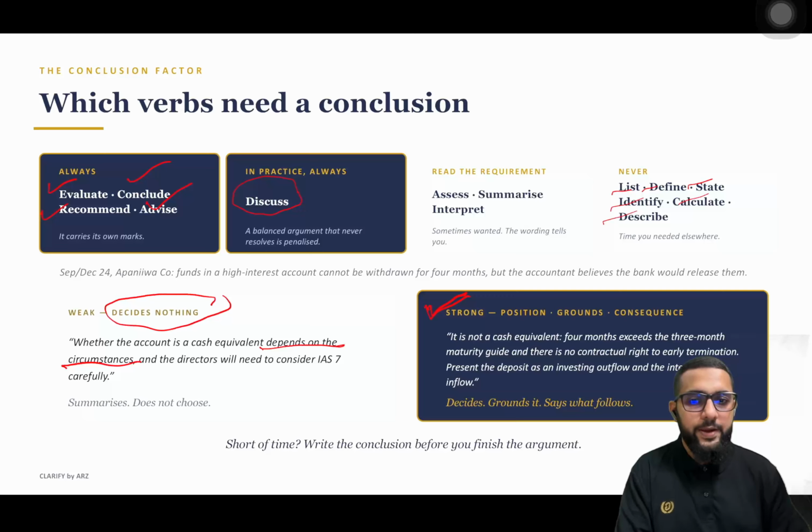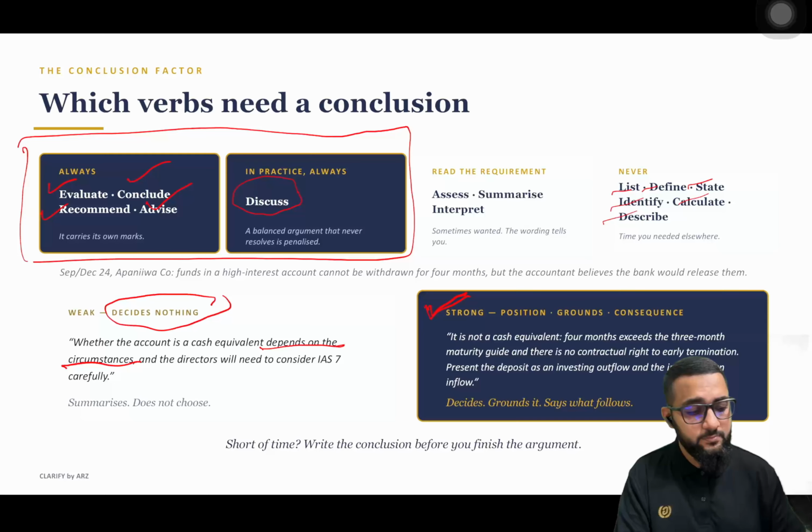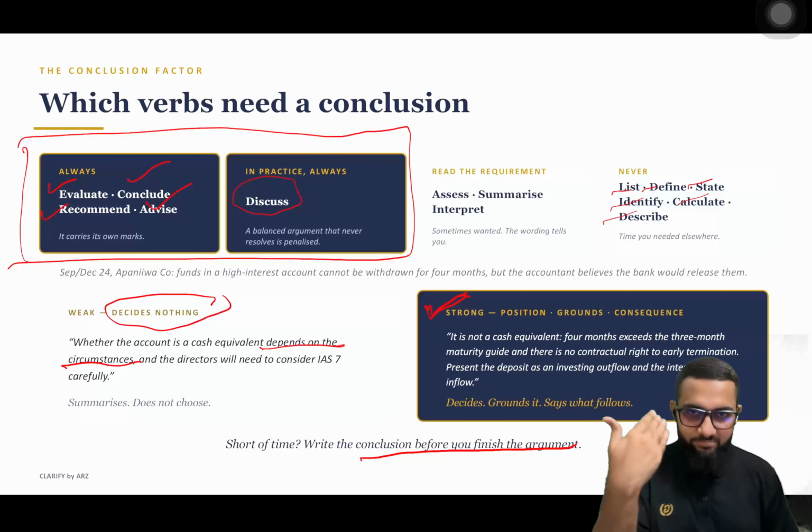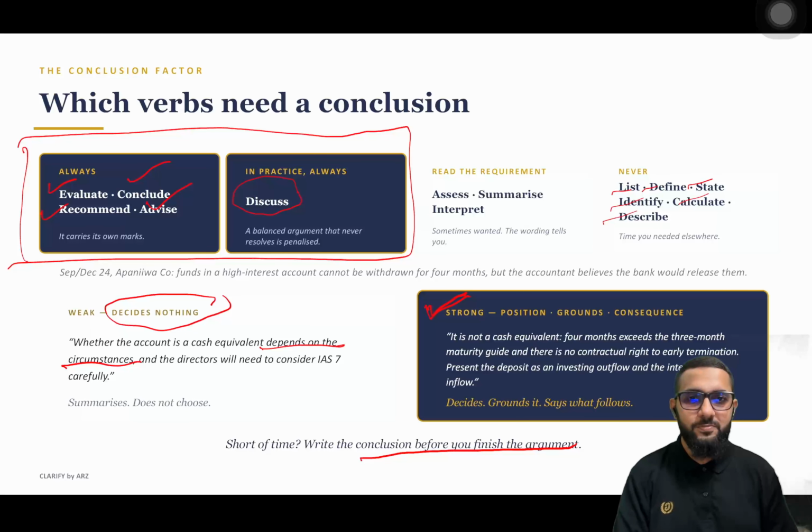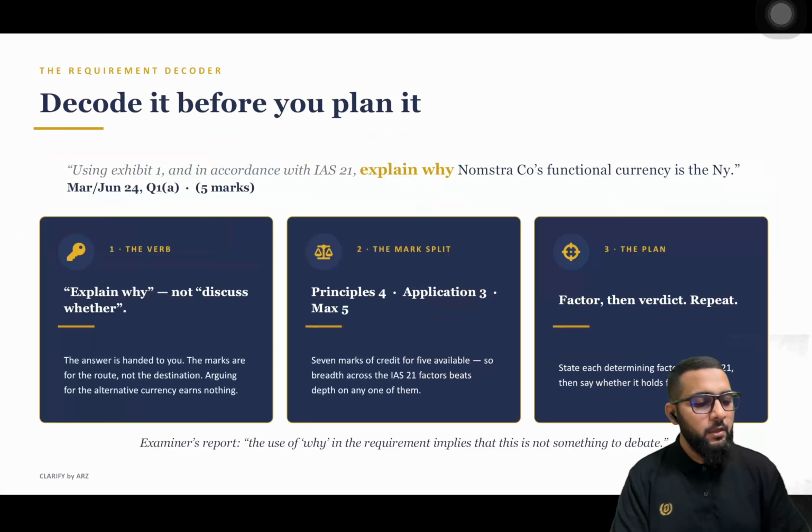Okay, right. Now, in case you're running out of time, we're short of time, and the verbs are either of these where conclusion is necessary, conclude before finishing the argument. Bring the conclusion, then you finish the argument. Okay, time's up, stop, move on. All right, okay. And then you have to decode, right, before you plan it.